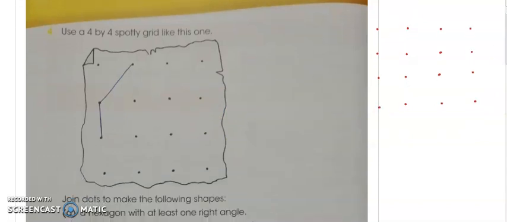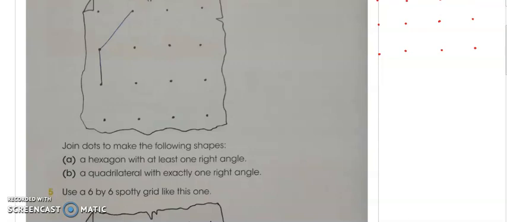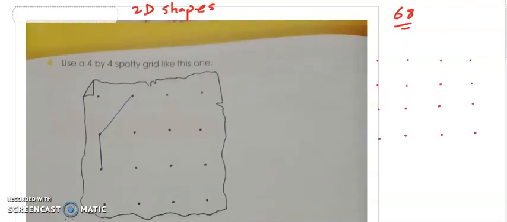So what we have to do is, the question is saying join dots to make the following shapes: a hexagon with at least one right angle. We have to make a hexagon. Hexagon is a shape that has 6 sides, but this hexagon must include one right angle. So right now you can see here two dots are joined. I will join these two dots in the same way as joined in the diagram. This one and then this one.